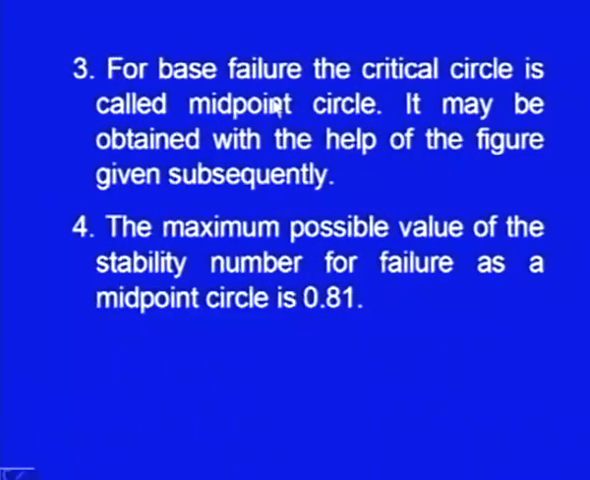For base failure, the critical circle is called the midpoint circle. This I told you, when it is passing through the base, the critical circle will be called the midpoint circle. It may be obtained with the help of the figure, which will be given subsequently. I will just show it to you. Last point is that the maximum possible value of the stability number for failure as a midpoint circle is 0.81.